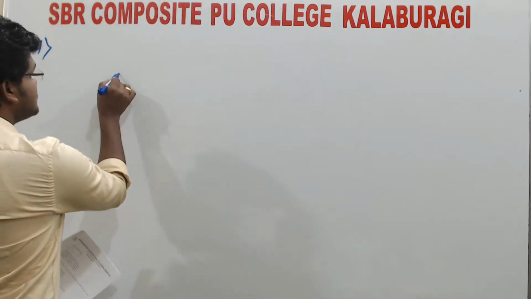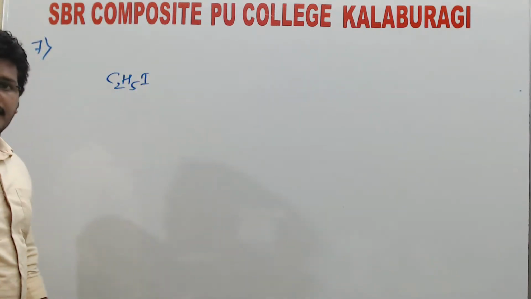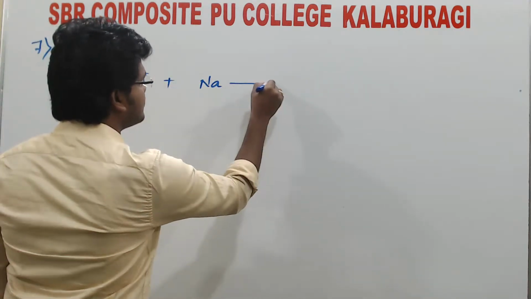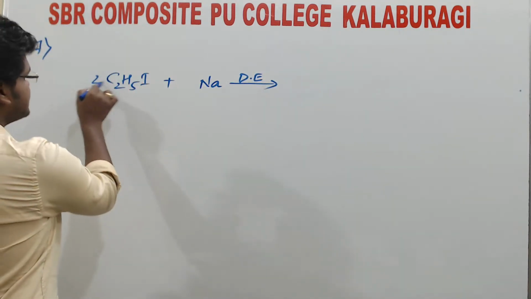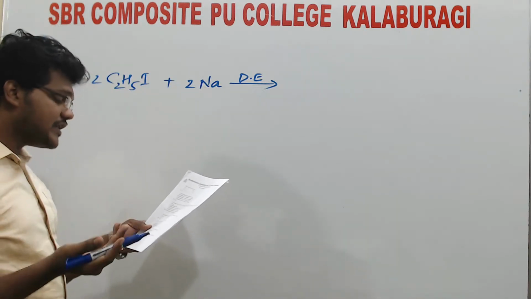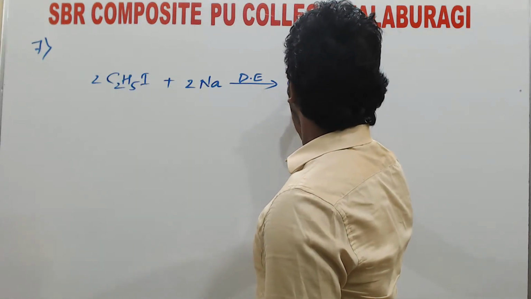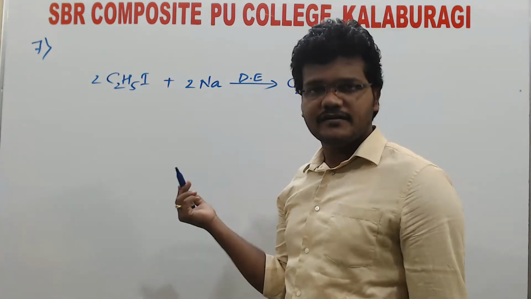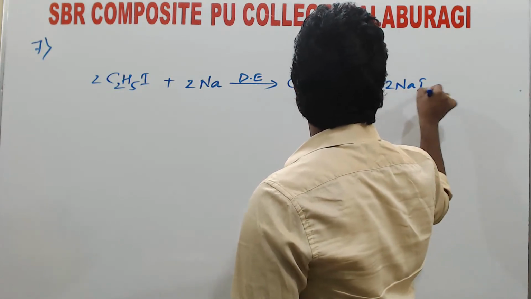Iodoethane, how many carbons are there? 2. So iodoethane will be C2H5I, and it will react with sodium in presence of dry ether, obviously 2 moles. It is understood. So if these 2 react, what are you going to get? C2H5 and C2H5 combine to give butane, plus 2 moles of sodium iodide.